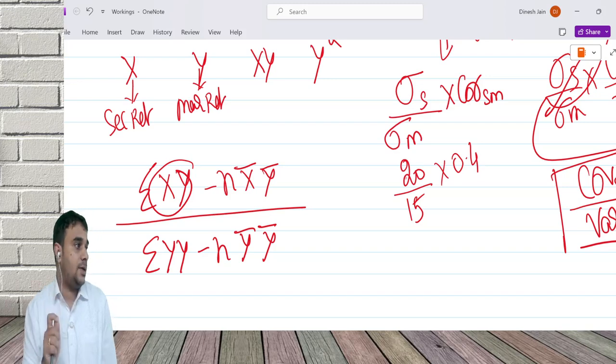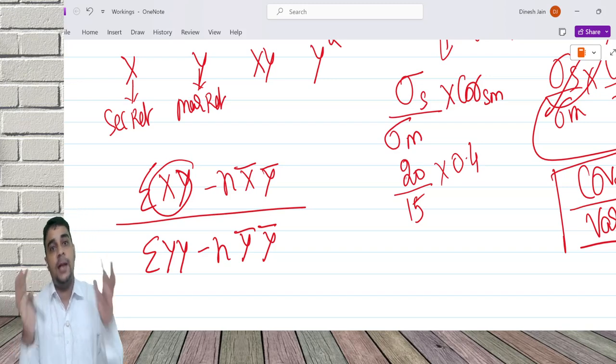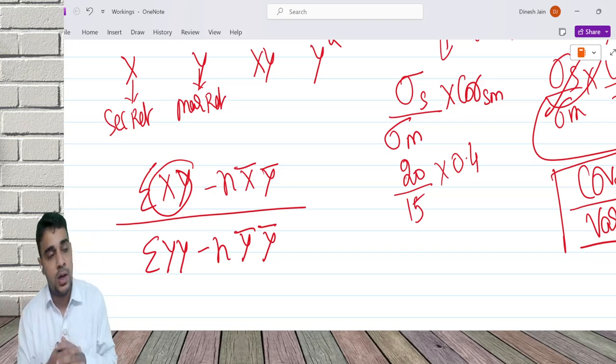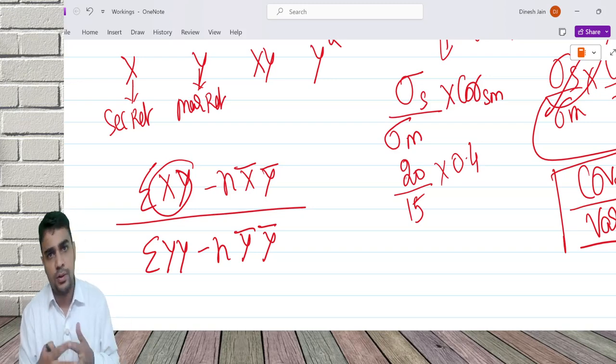Only because of the time saving part. If only beta is asked, rather than opening 10 columns, I can close it with 4. Assume you forgot the 4 column, you forgot the formula. Do 10 columns, same answer you're going to get.